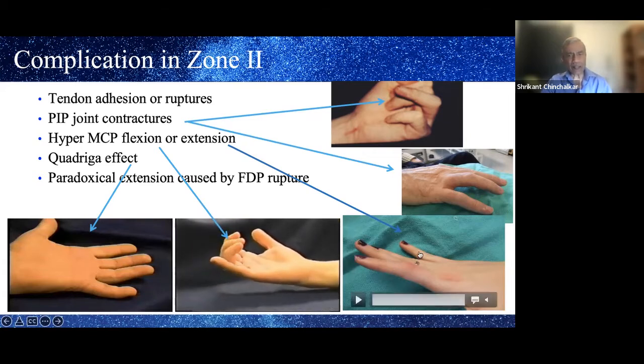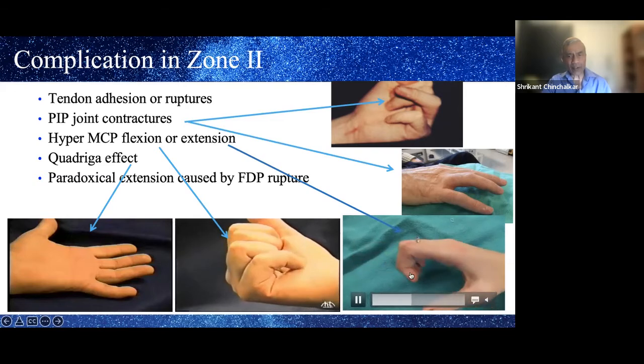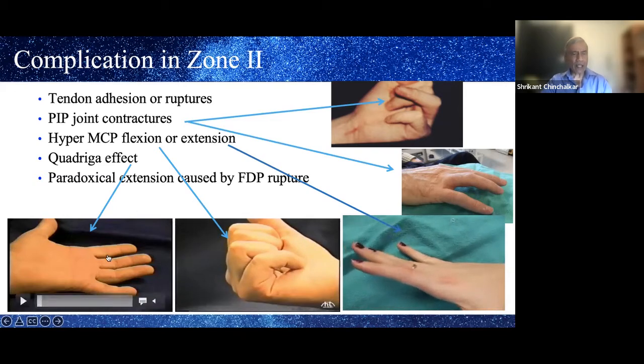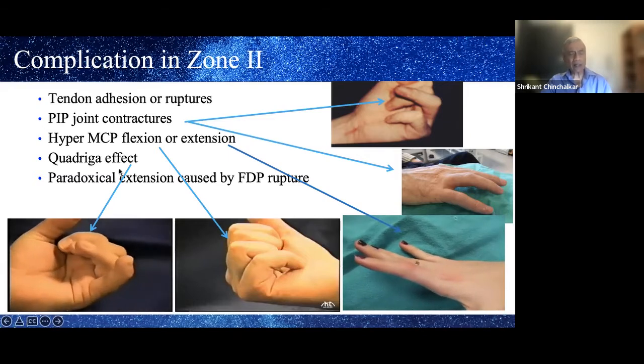And of course, this patient has hyperextension of the metacarpophalangeal joint because of PIP joint flexion contracture, or you are likely to have a quadriga effect. We'll look at those and how to manage these complications, especially in zone 2. Or patients are likely to have paradoxical extension of the PIP joint, especially when they have a rupture of the flexor digitorum profundus tendon.